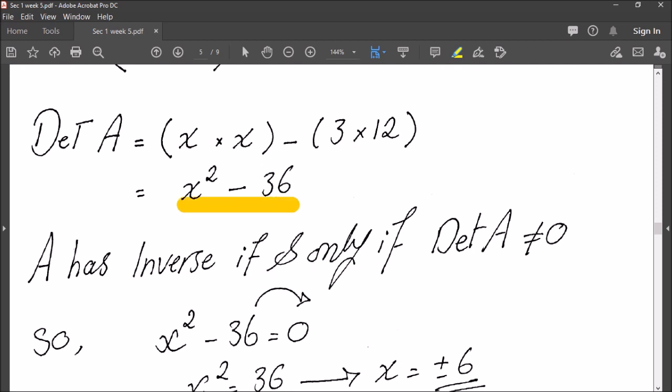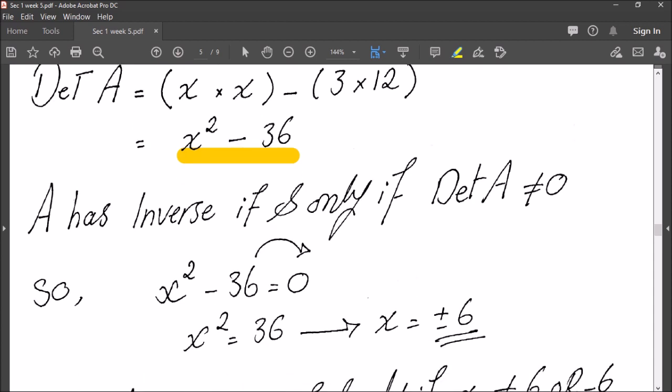So let's make it equal to 0: x power 2 minus 36 equals 0. 36 will go to the other side and change sign, so x power 2 will equal positive 36. So we take the square root of both sides, and x will equal positive or negative 6.